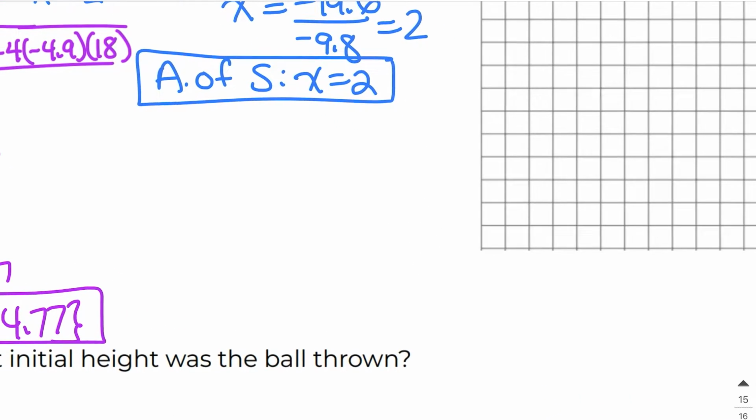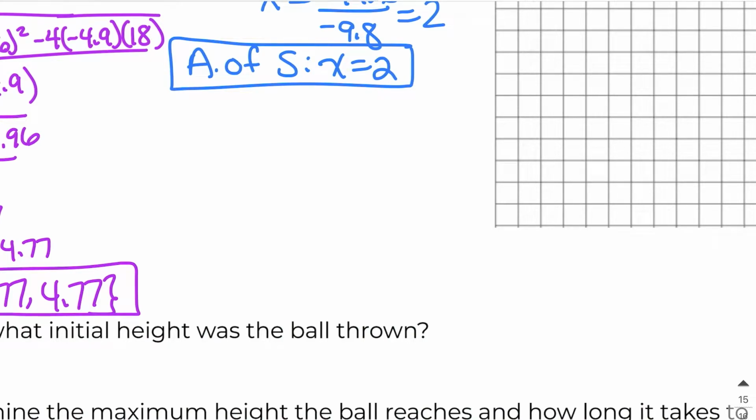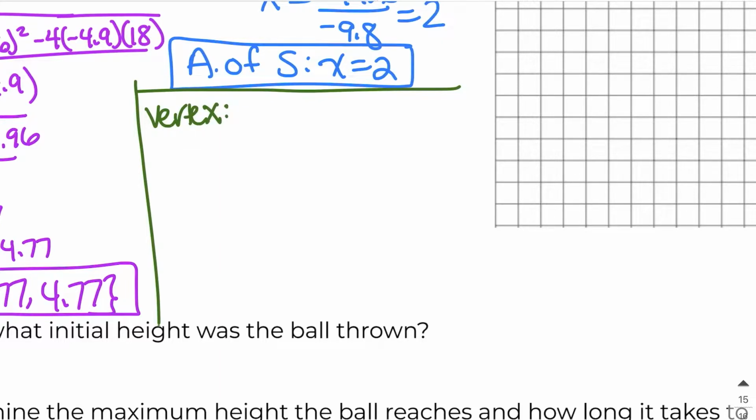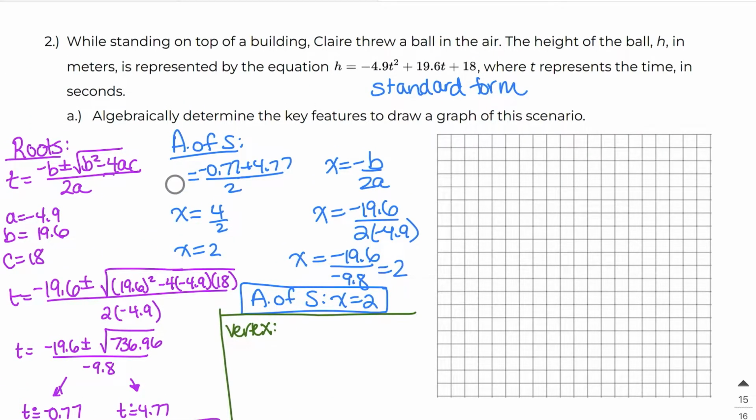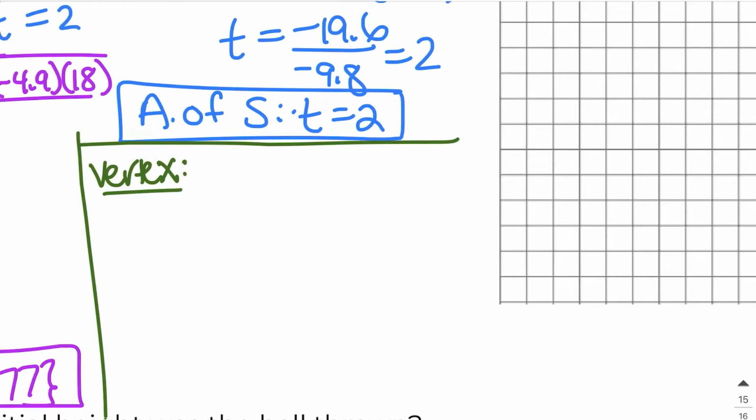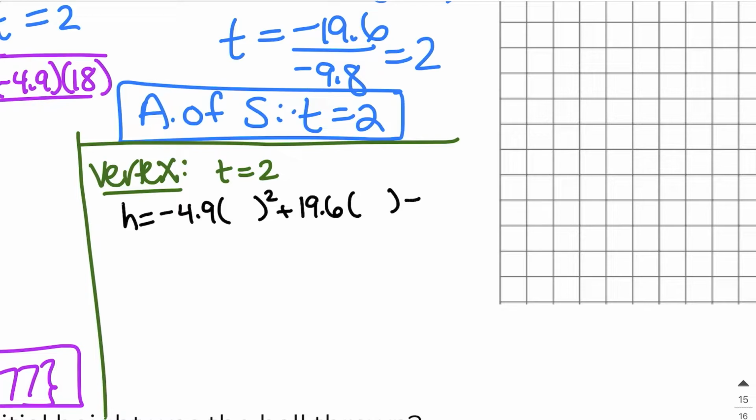Okay? Now let's go ahead and find our vertex. To find our vertex, I'm going to say that if I know that x equals 2, and I apologize people, I should not have used x. I should have used t because this right here is using t in our equation. So to find our vertex, we know it's going to happen when t equals 2. So I'm going to write out my equation. H equals negative 4.9 times t squared plus 19.6 times t, which is 2, plus 18. So I'm going to fill in 2 for each one of these values.